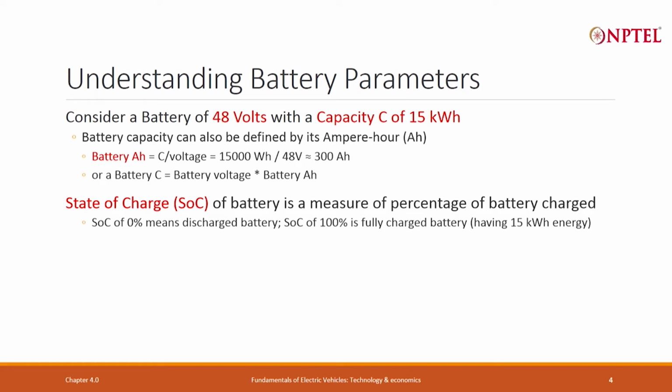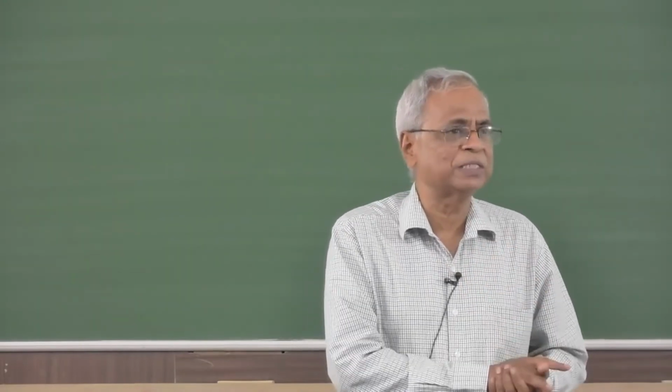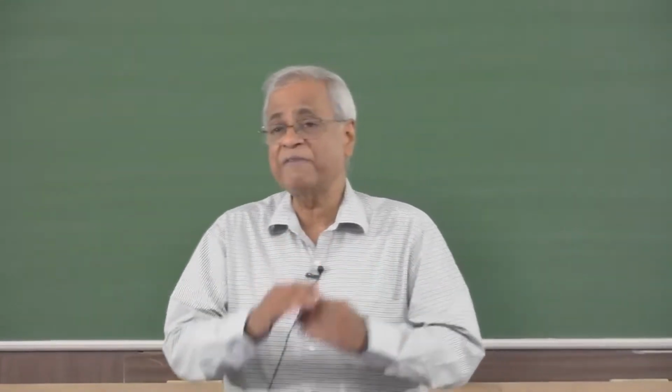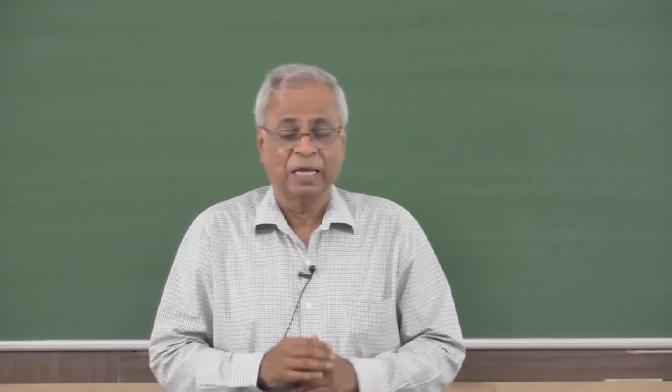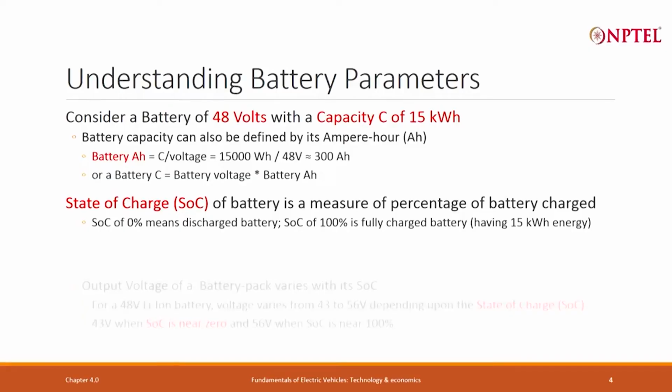Then I talked about state of charge of a battery. At any point of time, what percentage of the battery is charged. When it is 0%, basically means the battery is completely discharged, and when it is 100%, it is fully charged. As we will see later on, we never let the battery go to 0%, we never let it go to 100%. In both the cases, it hurts the battery life if we do that.